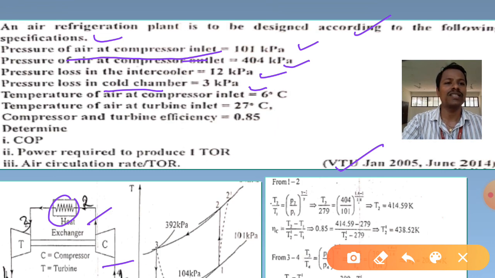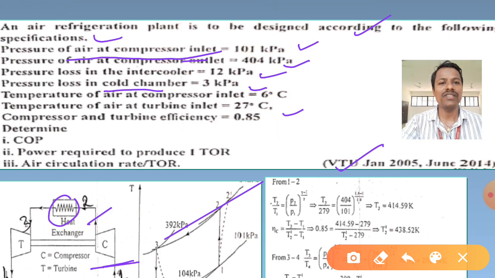And the temperature of the air at the compressor inlet. So, the compressor inlet temperature, that is the ambient temperature, T1, is 6 degree Celsius. And the temperature of air at the turbine inlet, T3, he has given as 27 degree Celsius. So, please recall the PV and TS diagram, then you will be able to assign the notations.